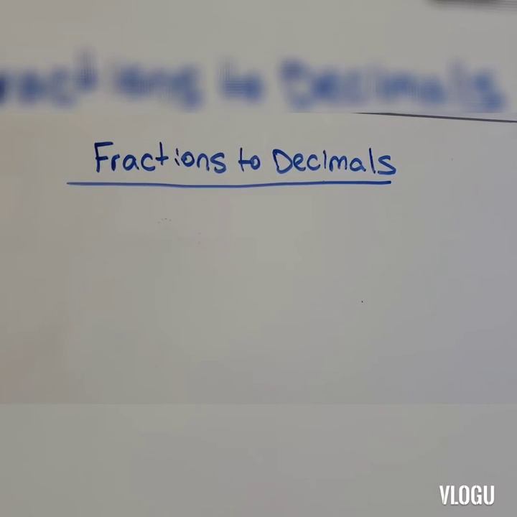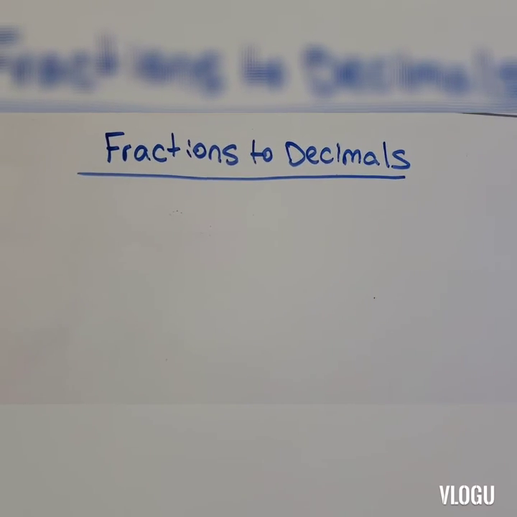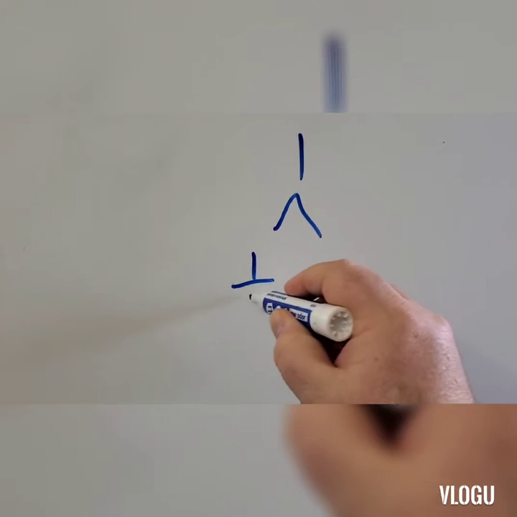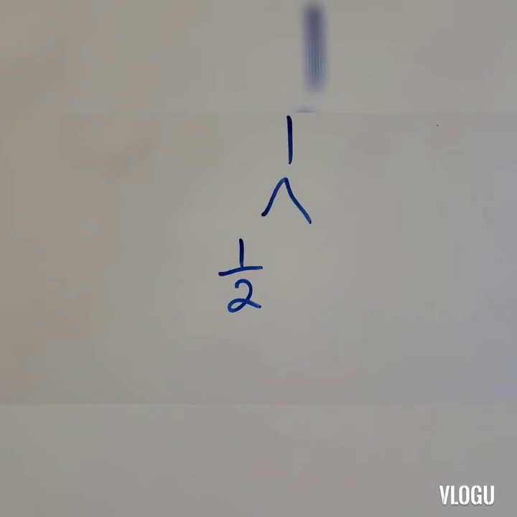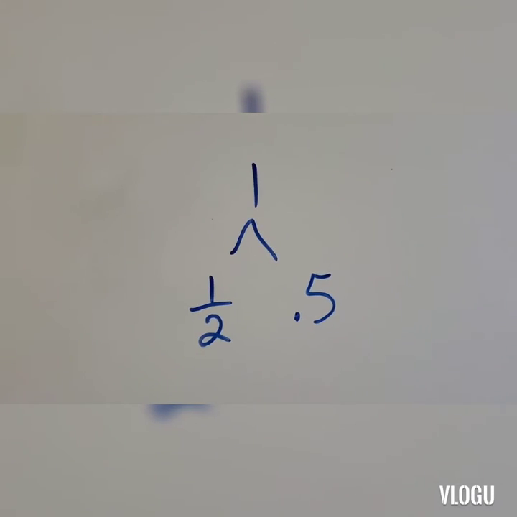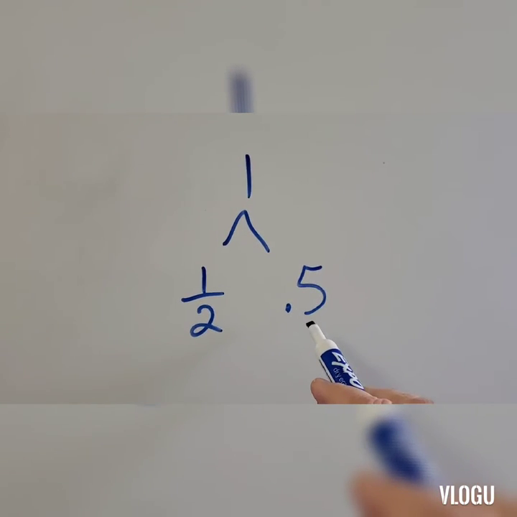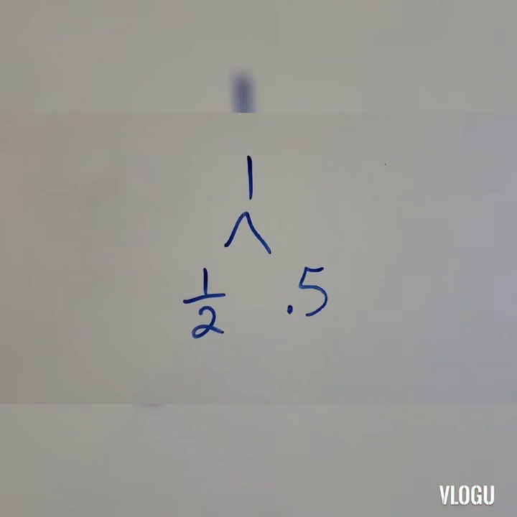We're going to talk today about fractions to decimals. If we took the number 1 and we broke it in half, it's half or 0.5. This is the fraction form for half of 1. This is the decimal form for half of 1.